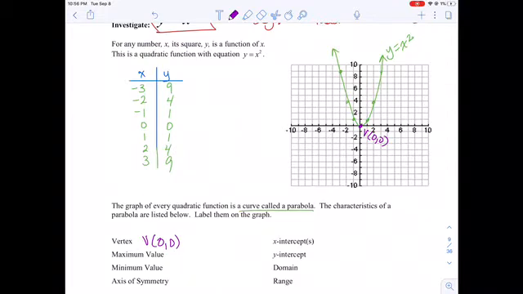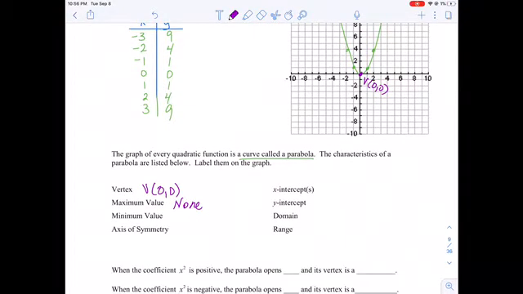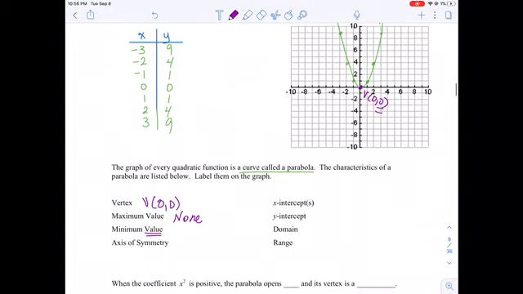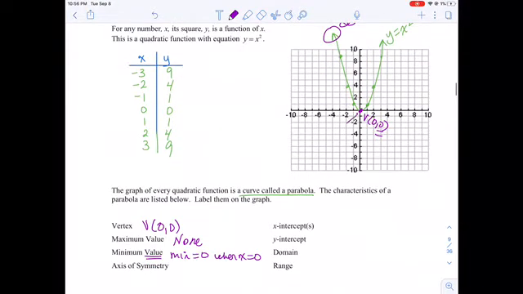Our maximum value, well, there is none because the graph goes up to infinity and beyond. Our minimum value is like the minimum height. So we're looking at the y, and the minimum y is 0, okay? So my minimum is 0 when x equals 0, and here's our minimum. We can label that as well.